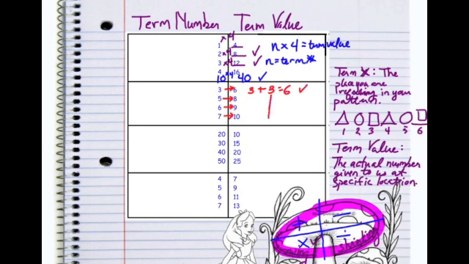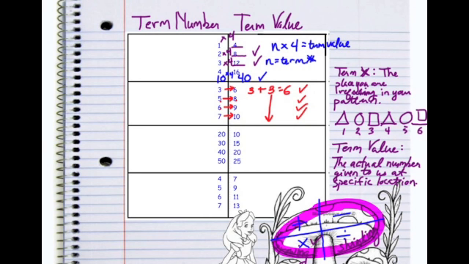I need to keep this process throughout the pattern and check if it works. 5 plus 3 equals 8. 6 plus 3 equals 9. And 7 plus 3 equals 10. That tells me I'm correct in assuming that my rule is to add 3. Again, if I want to start with my term number, n plus 3 will equal my term value.